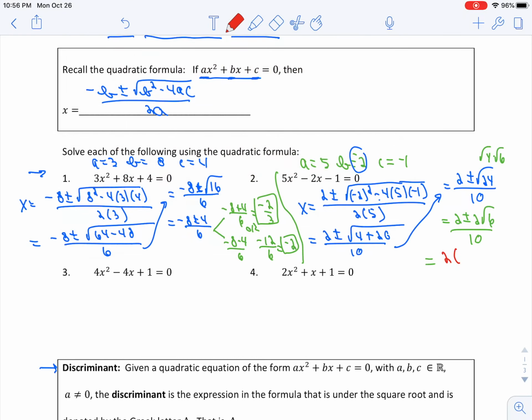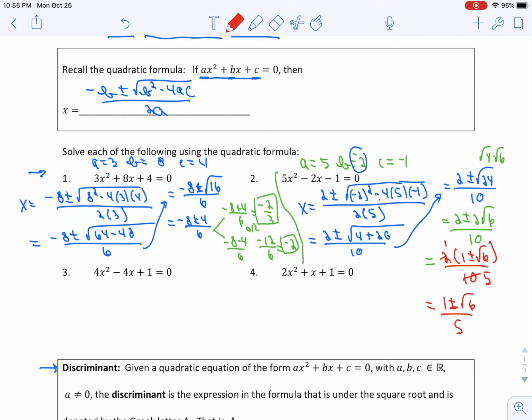Or you can think of it as factoring a 2 out of the numerator. So 2 times the quantity 1 plus or minus the square root of 6, divided by 10. I can divide both of those by 2. So I end up with 1 plus or minus the square root of 6, divided by 5.